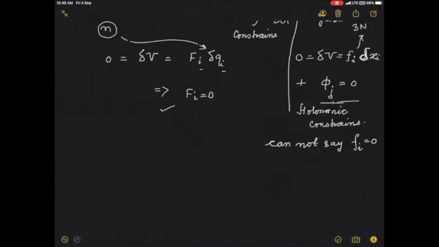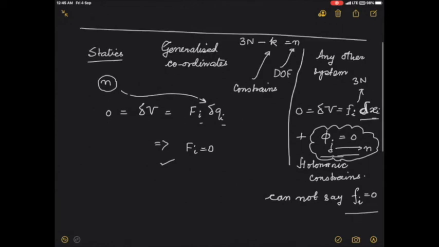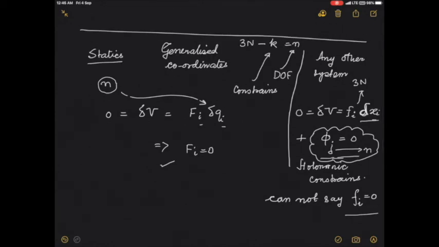Because I have these constraints, let me count the numbers here. So I have n constraints. j can go from 1 to n. So there are n equations, phi j equals 0. Phi j's are functions of all x's. And because I have these extra constraint equations, my delta xi's are not independent anymore. So I cannot say that fi are all 0. Okay. So that we said was the power of the generalized coordinates.